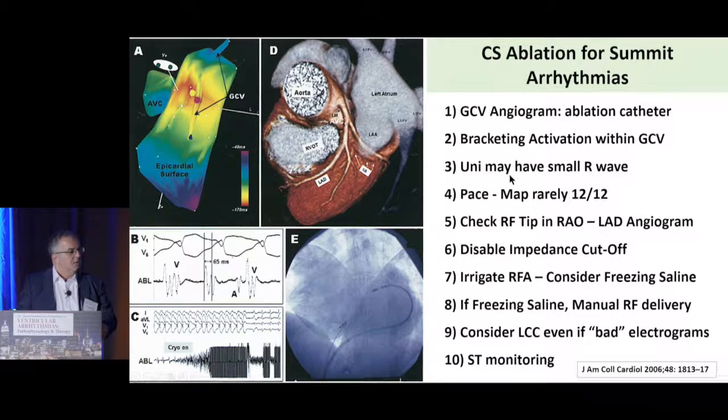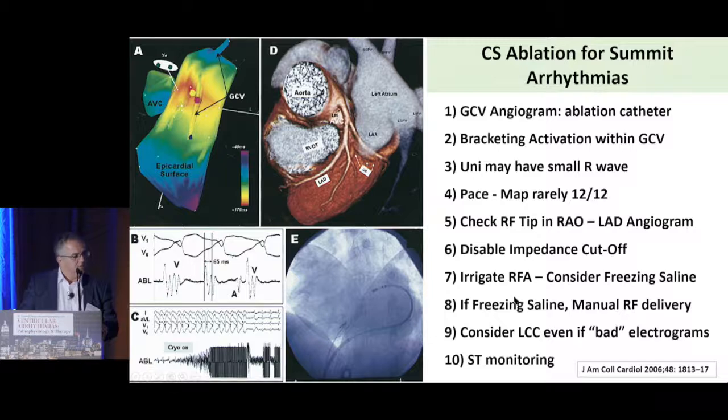Typically, unipolar is okay, but you almost always see a small R wave, like in the previous presentation during the live case, and that's why the pace map is rarely a 12-12 match. There is always a notch or another that is not perfectly fine, but despite that, as you ablate in that region, you can eliminate PVCs related to this very distal CS.